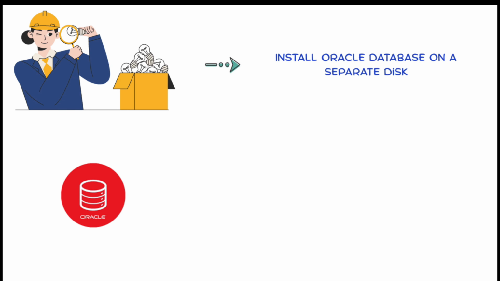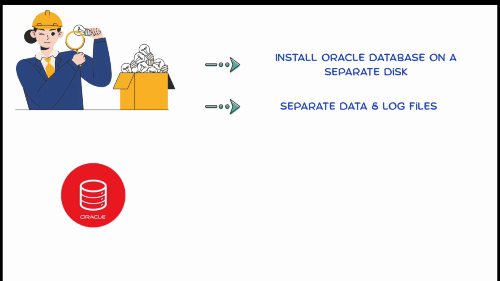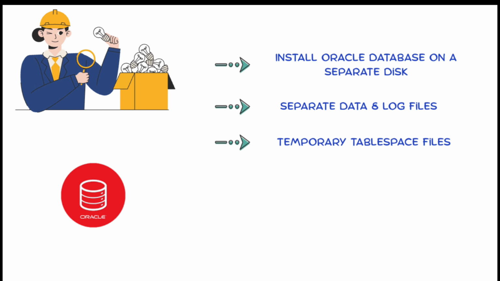Install the Oracle database on a separate disk, meaning keeping database files separate prevents performance bottlenecks and improves reliability. Also, Oracle data and log files must be on separate disks for optimal performance. Separate data and log files: database files and redo log files must be stored on separate disks to prevent performance bottlenecks. SAP recommends placing temporary tablespace files on the D drive, which is our non-persistent drive, because the D drive offers better performance for temporary database operations.